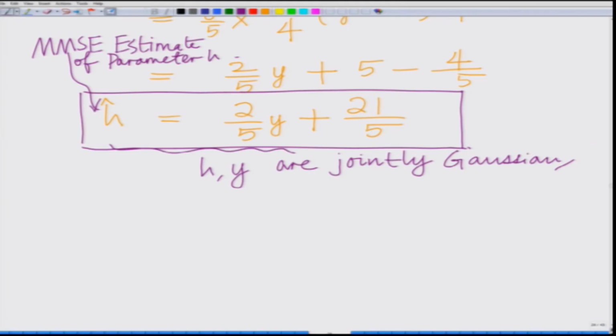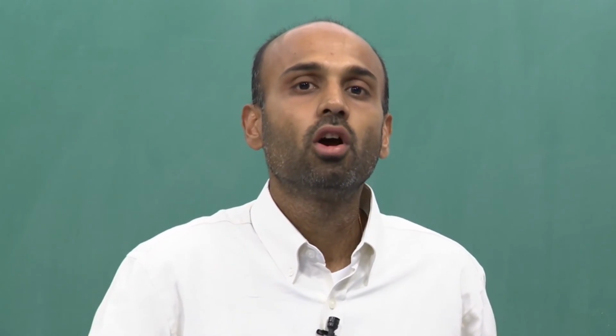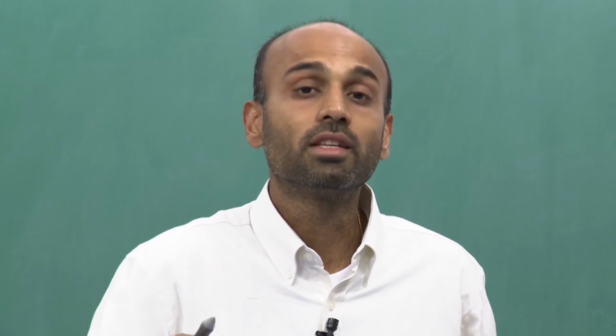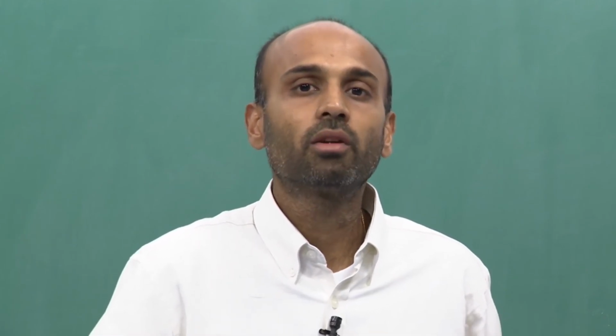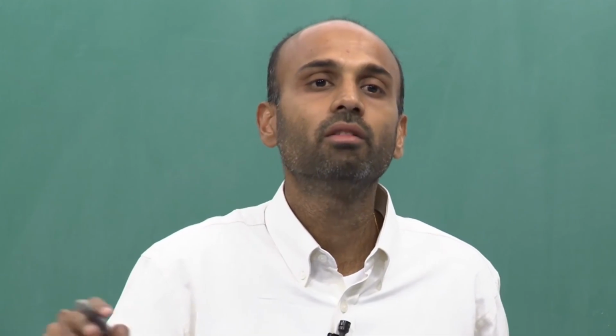In fact, we will see later that even when h comma y are not jointly Gaussian, this is still an important estimate. This is known as the LMMSE estimate, the linear minimum mean squared error estimate. It is also valid when h and y are not jointly Gaussian, except with a slight change of the whole estimation paradigm. But we will come to that later. Right now, given h and y are jointly Gaussian with non-zero mean, this is the optimal MMSE estimate of h given y, and this simple example clarifies this.